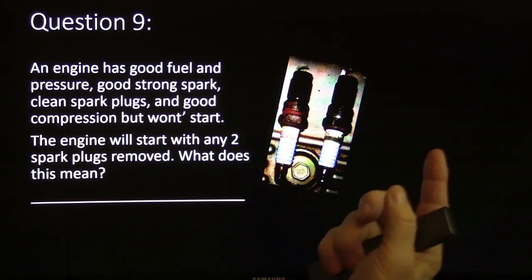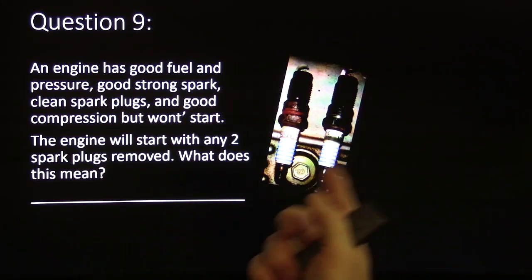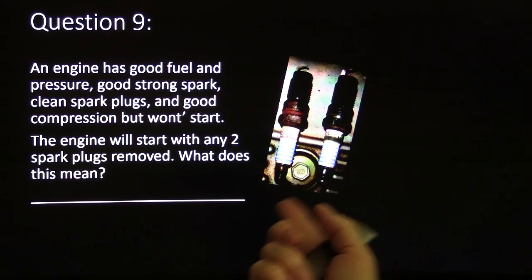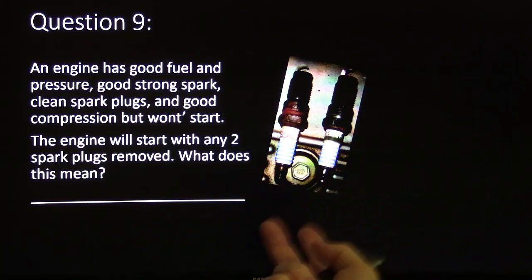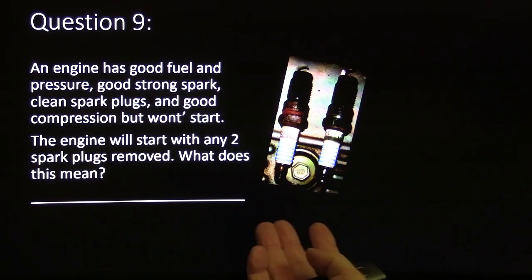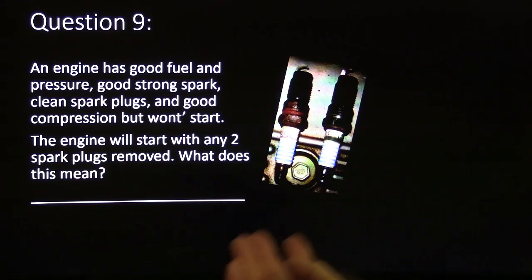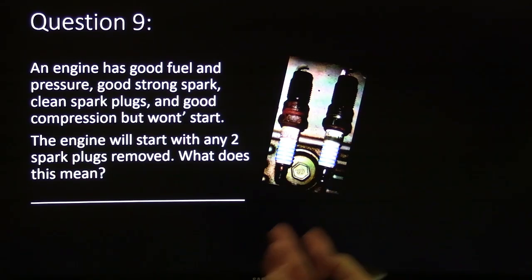Question 9. An engine has good fuel pressure, which is what I meant to put, good strong spark, clean spark plug, and good compression, but it won't start. The engine will start with any 2 spark plugs removed. What does that mean?